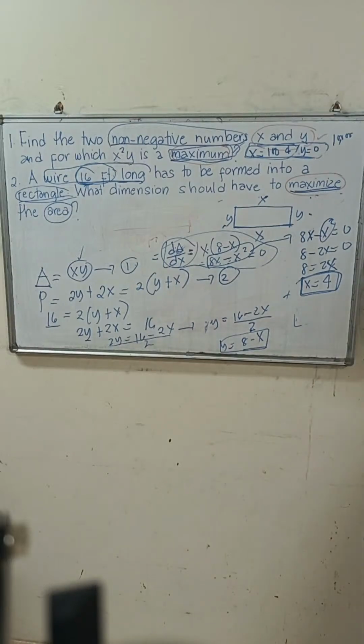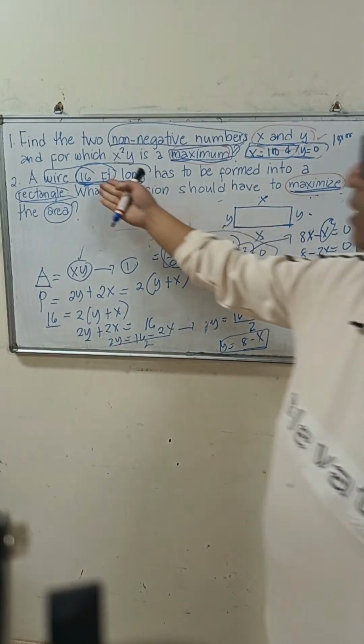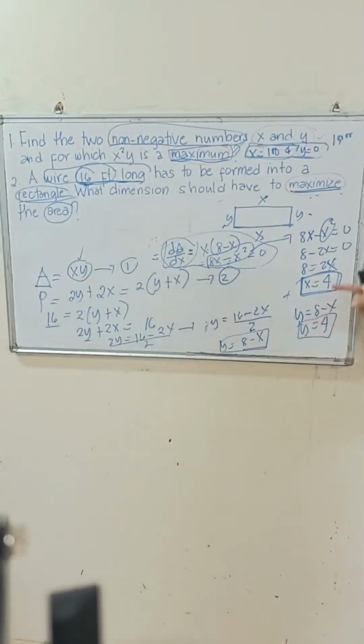Actually, we don't need to test because we don't have another value of x. Get the point? Since y is equal to 8 minus x, therefore y is equal to 8 minus 4, which is 4. So your dimensions will be 4 and 4, in which if you multiply these two, it will become 16, the area. See, 4 times 4 is 16.